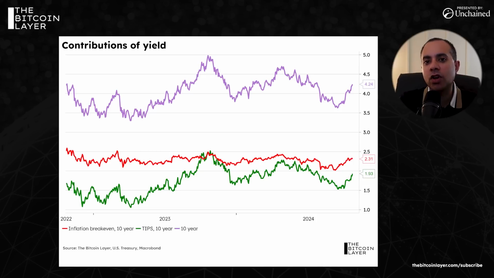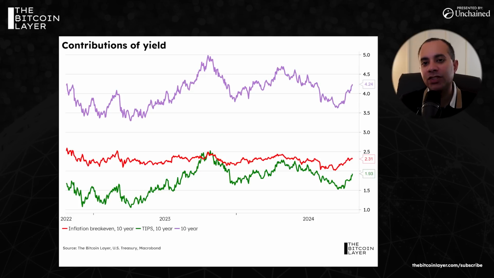This next chart is a contribution of that 10-year yield. So we'll move the 10-year yield here up to the top in purple, but in red and green, you have the additive components of that 10-year yield. They are the real yield, so the yield on TIPS, which is represented in green, and then the inflation breakeven, which is basically a subtraction problem, the purple line minus the green line.